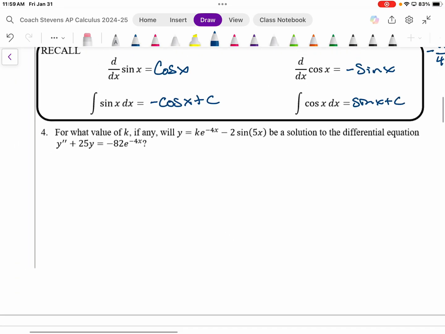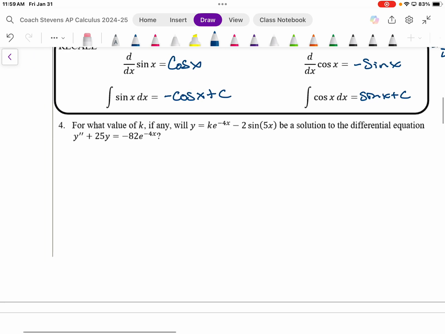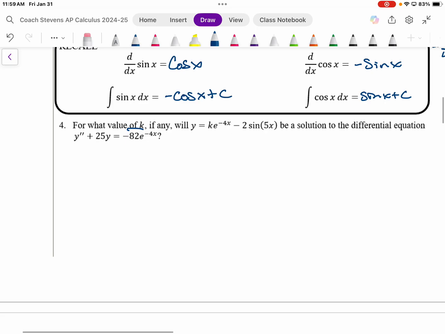Now remember, I already did all the practice problems. There are some doozies in here. Okay, they're just long. Let me put it that way. Notice they say, for what value of k will this problem need to be such that the second derivative of the problem plus 25 times the original problem equals that answer.